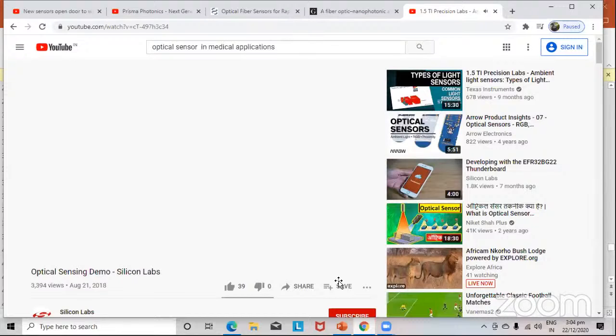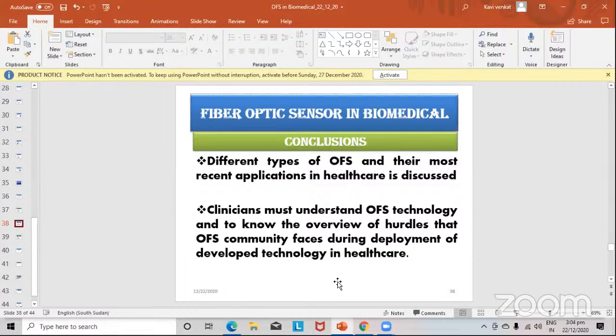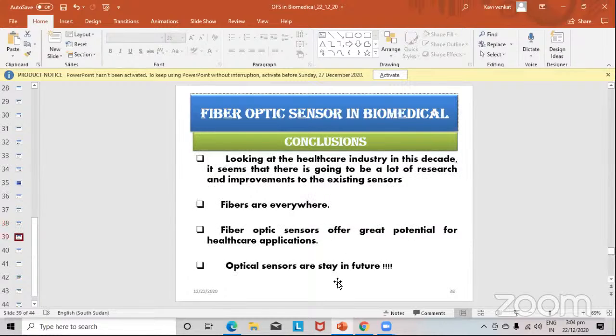Different types of optical fiber sensors now. And before that, the clinicians must understand the OFS technology to know the overview of hurdles during the deployment of developed technology in healthcare. That is important.